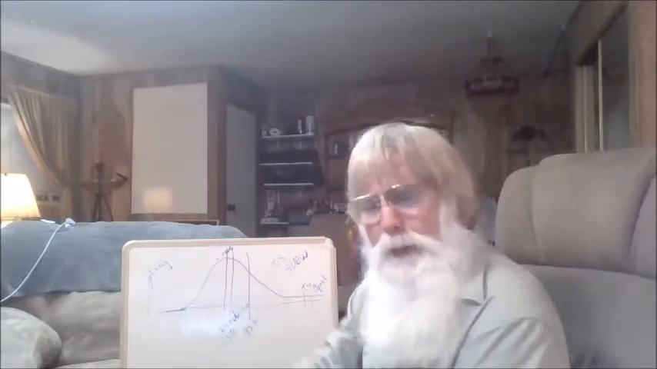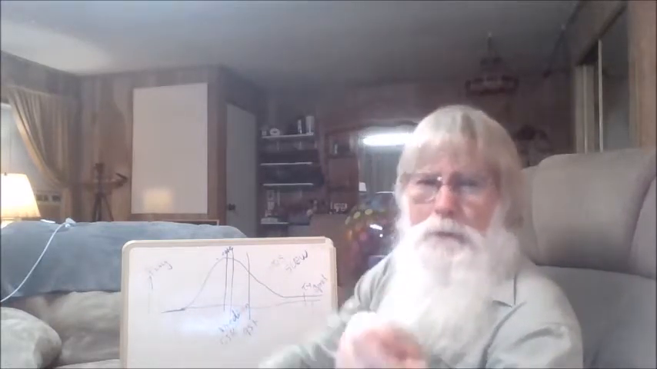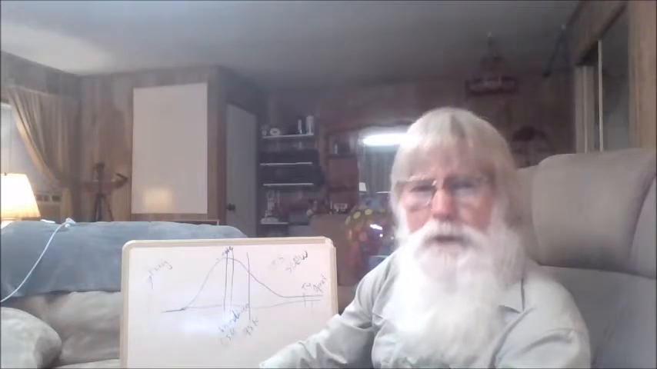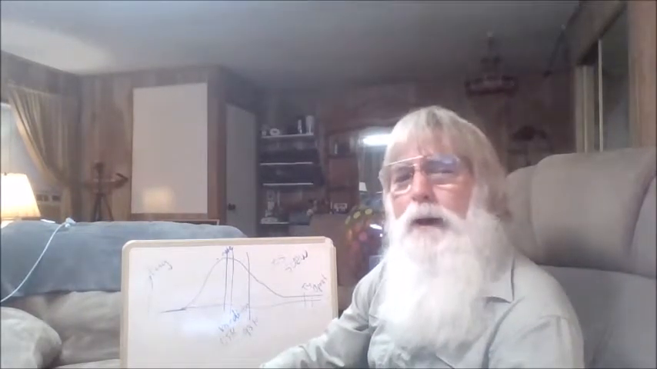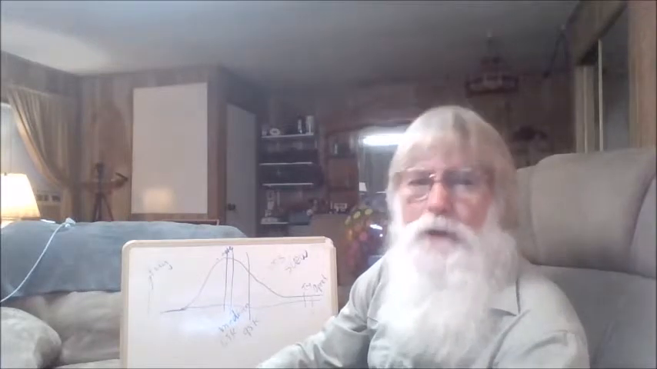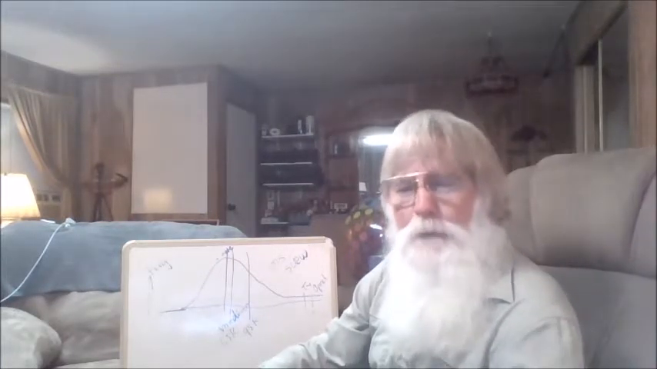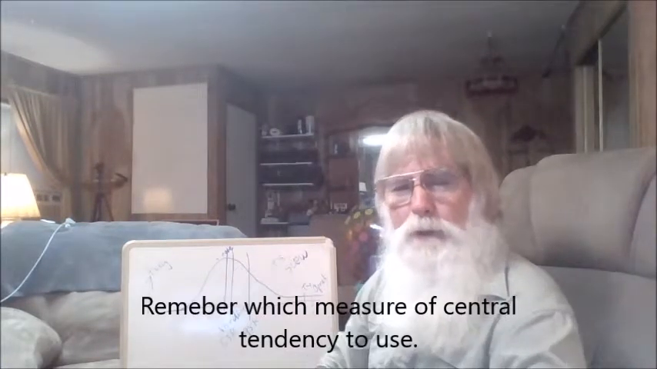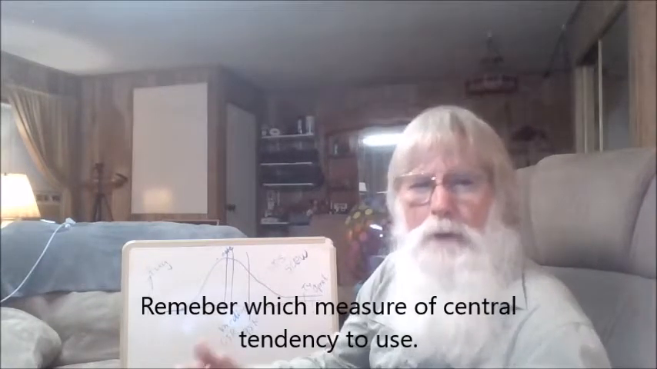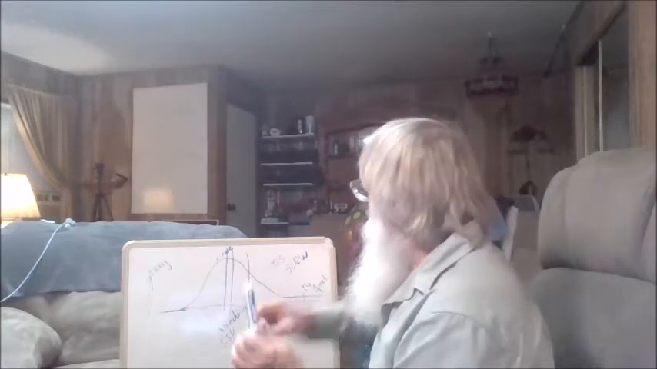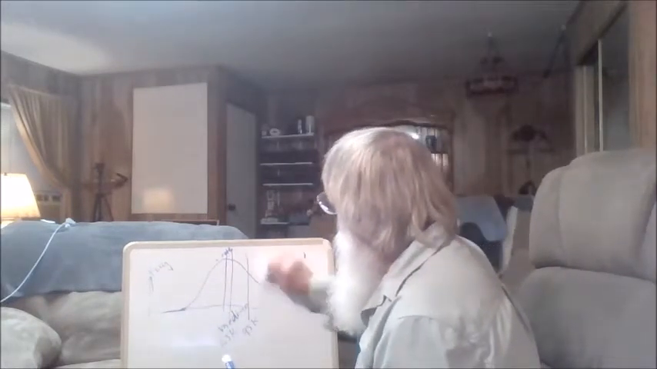So, to repeat, mean is the best measure of central tendency for a symmetrical distribution. Median is the best measure of central tendency for a skewed distribution, and mode, of course, is simply the most frequently occurring number in the data set. Okay, that is central tendency and skewed distributions.